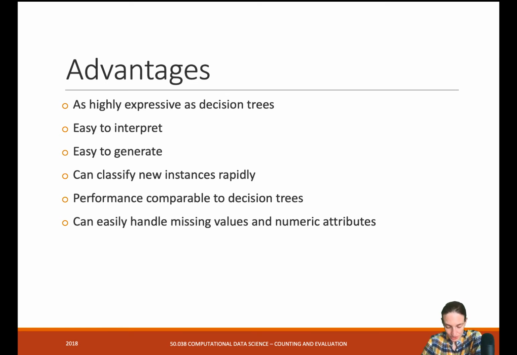They're quick and easy to generate. We can classify new instances rapidly. Inference is very quick, and it has a performance comparable to decision trees. We can easily handle missing values and numerical attributes because we don't have to go through this whole root node thing like in decision trees.